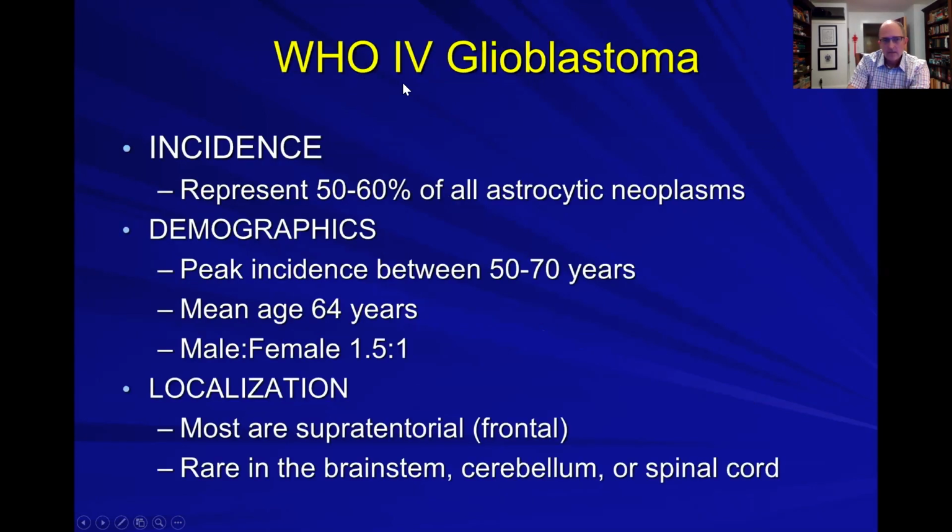Okay, so lastly, here's an example of grade 4. This is your glioblastoma. Like that pie chart I showed you, these are the most common astrocytic tumors. Peak incidence is going to be in an older population. The average age is about 64. These are a little bit more common in men. And again, they're more common supratentorially, especially in the frontal lobes.